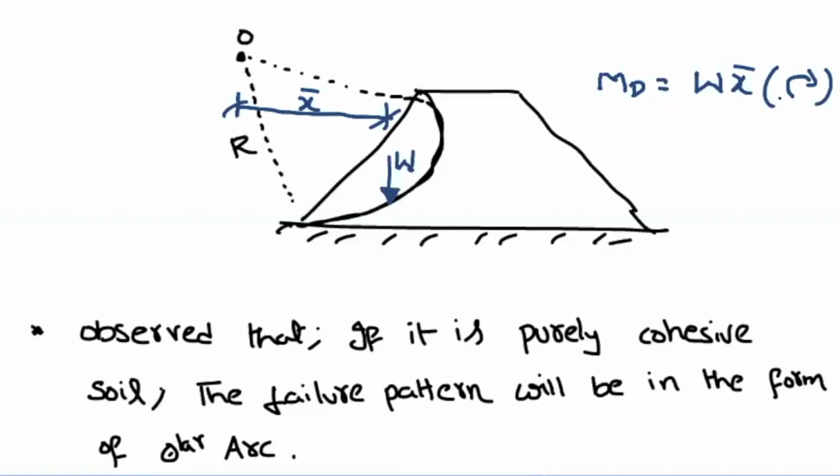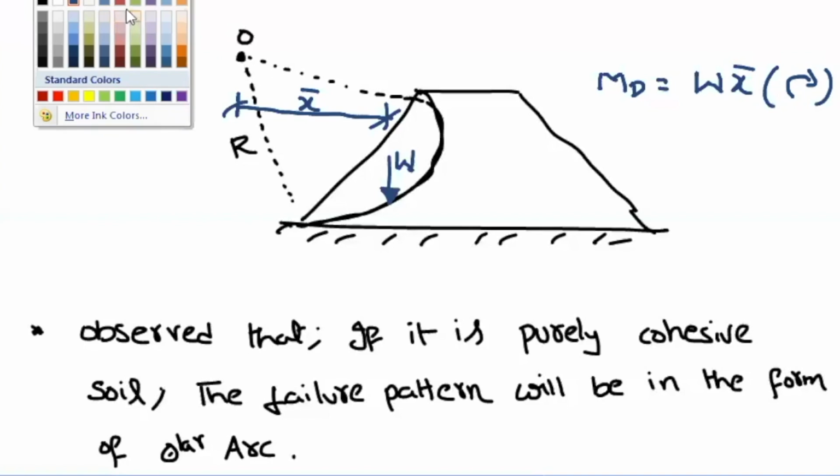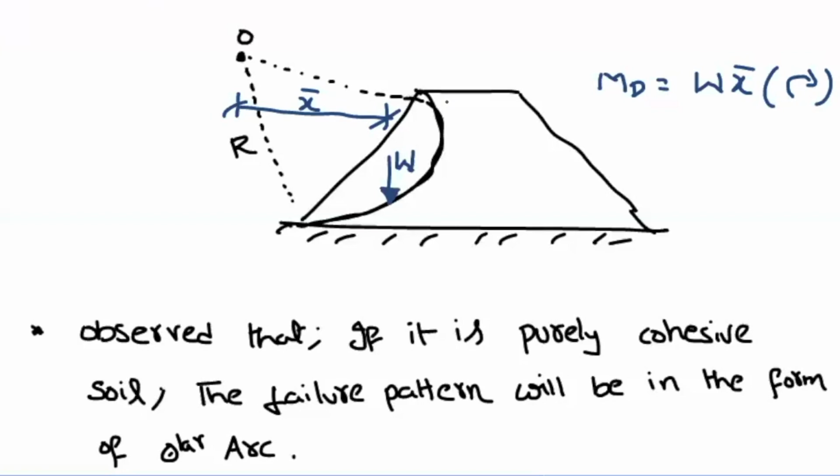Suppose the driving moment is in the clockwise direction, what should be the direction of the resisting moment? That should be in the anti-clockwise direction. So the resisting moment will be developed because of the resisting force. What is the direction of the resisting force to resist that? This will be the direction of the resistance, right? So this force is forming an anti-clockwise moment with respect to the point of rotation.